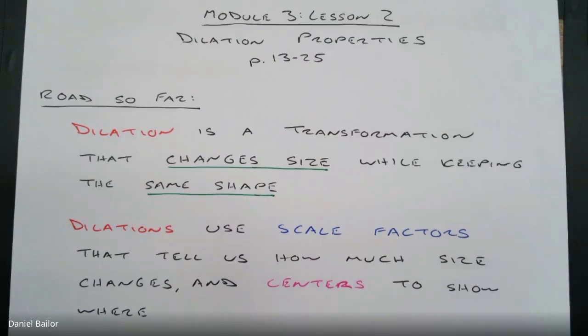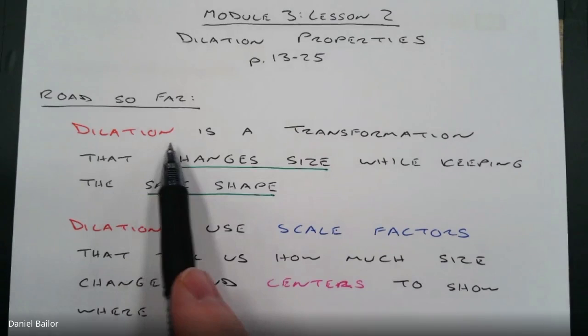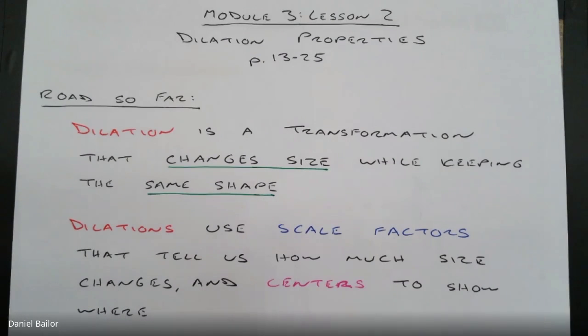Let's talk about the road so far. What did we do in lesson 1? Well, in lesson 1, we started talking about dilations, and we learned that a dilation is a transformation. Now in Module 2, we learned about the transformations called rigid transformations. Those were translations, reflections, and rotations.